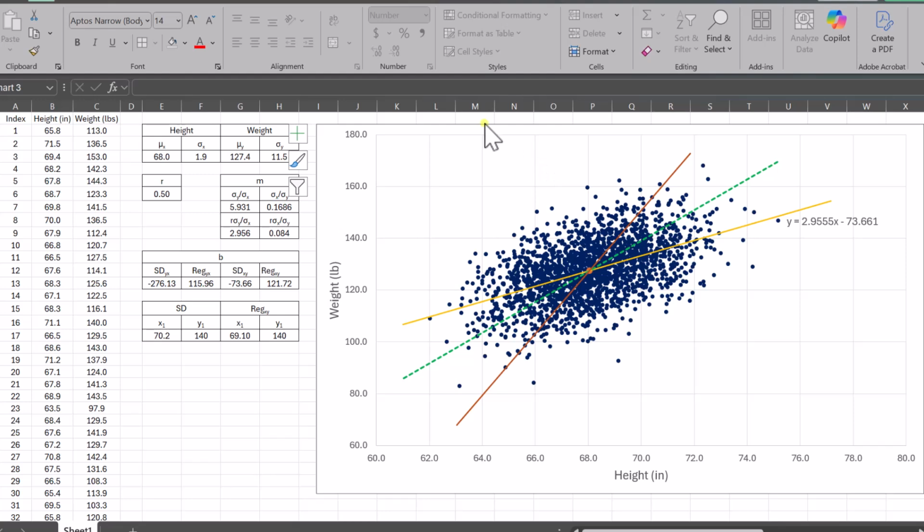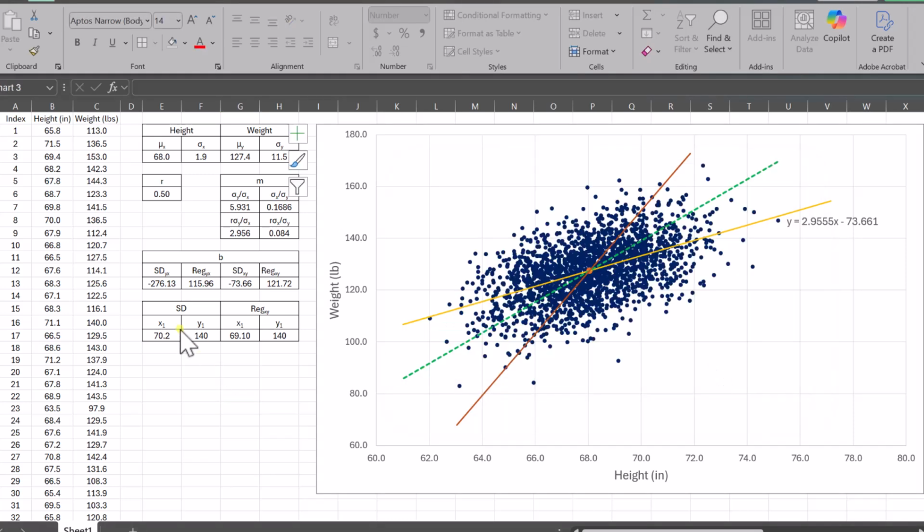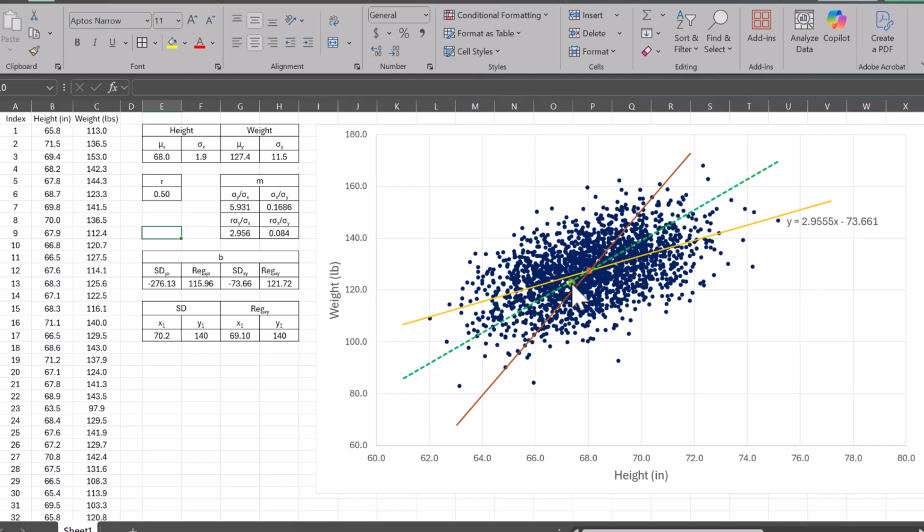To plot the two lines, the SD line and the XY regression line, once I got the point and the slope of each of the lines, I just had to create a second point off the point of averages and then do a trend line through those two points. So we know that any regression line or SD line is going to go through the point of averages. So we have a point, now we just need a slope. Once we have a point and a slope, we have a line.